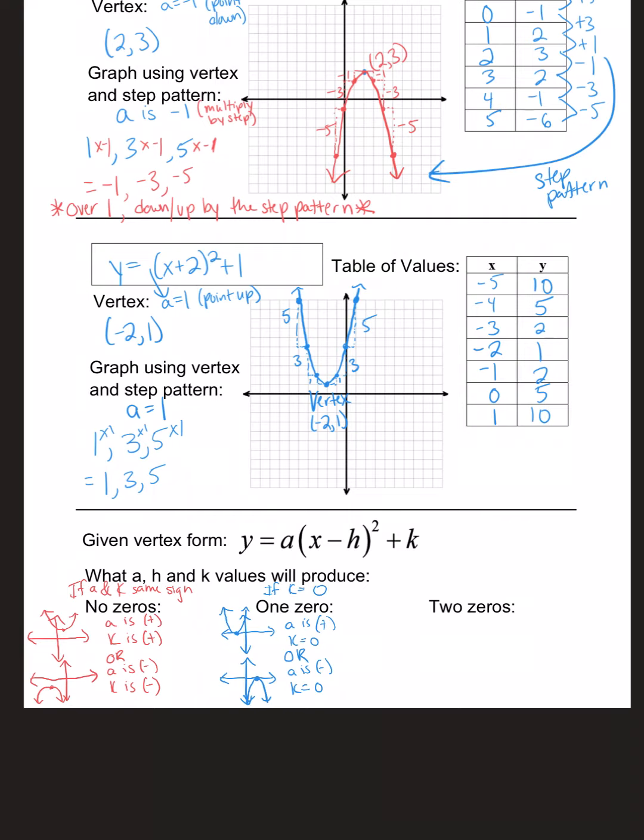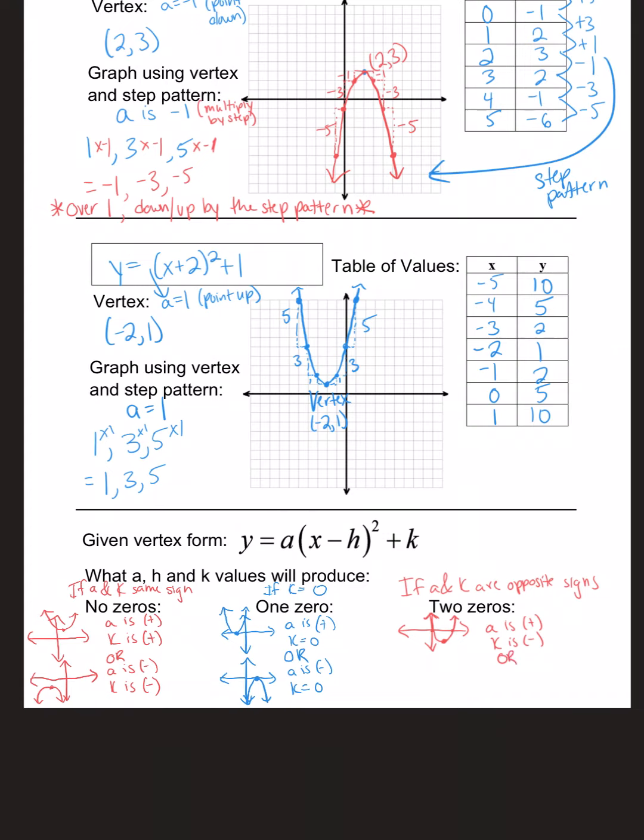And then the last scenario, which is the one that we see the most often, is if we have 2 zeros. And this is going to happen if a and k are opposite signs. So if a is positive and k is negative, take a look at what that might be. My vertex is over something and down something, right? So we're down here. And then my a value tells us we're going to go up. So if we go up from here, we're going to see that we cross the x-axis 2 times. So we have 2 zeros.